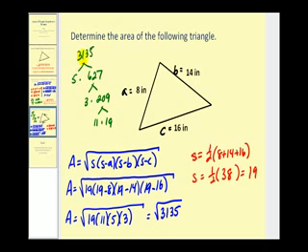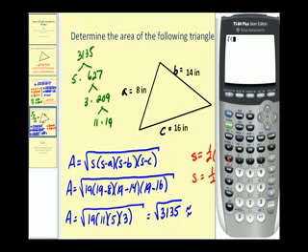Now notice 3,135 does not have any perfect square factors, therefore this does not simplify, so the best we can do here is get a decimal approximation. Let's go ahead and do that. So, second, x squared, 3,135. It looks like it's approximately 55.99 square inches.